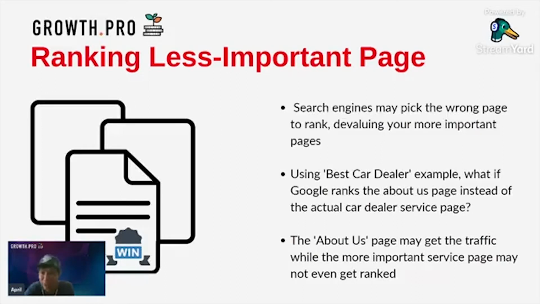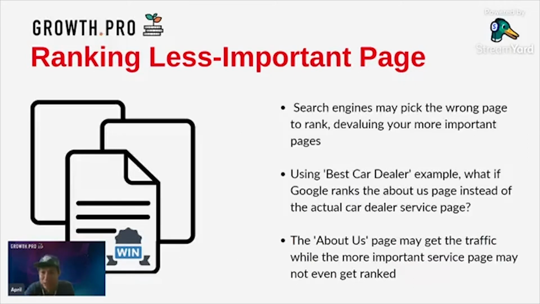So using the same example earlier, best car dealer. What if Google ranks the About Us page, as I mentioned earlier, instead of your actual car dealer service page? Because your actual car dealer service page is the more important page. That's the page that's going to help you convert and all that. But instead of ranking that page, Google ranks your About Us page, just because Google does not know how to determine which page Google should rank.